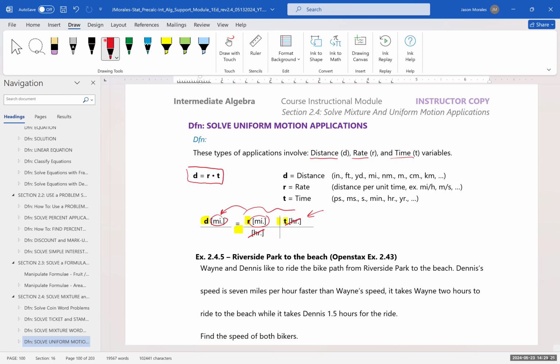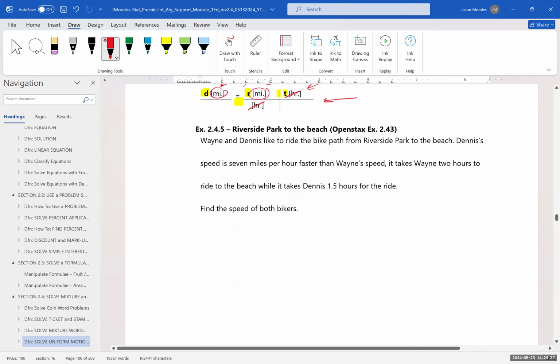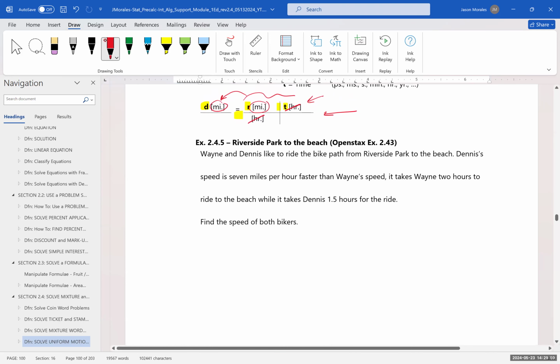Okay, so let's apply this general idea, although this looks very much like the previous ideas that we've done, with this example here. In this example, it's from Riverside Park to the beach. So Wayne and Dennis like to ride the bike path from Riverside Park to the beach. Dennis's speed is 7 miles per hour faster than Wayne's speed. It takes Wayne 2 hours to ride to the beach, while it takes Dennis 1.5 hours for the ride. Find the speed of both bikers.